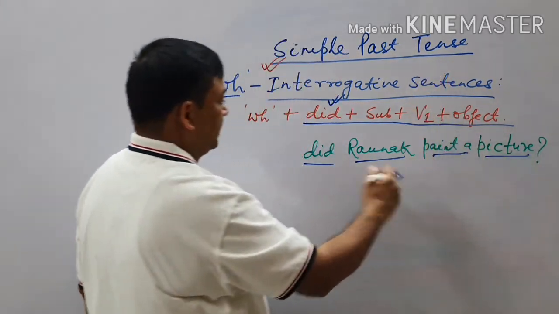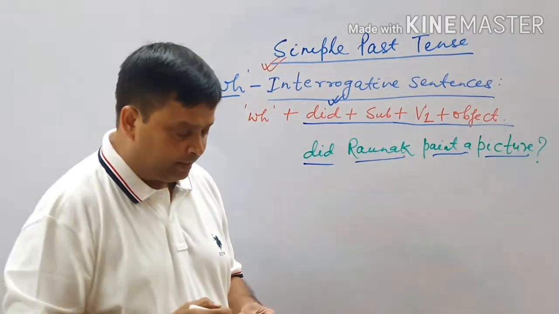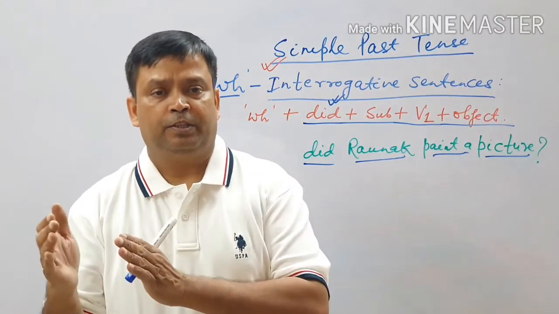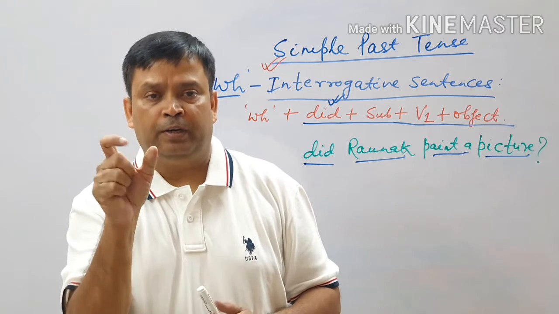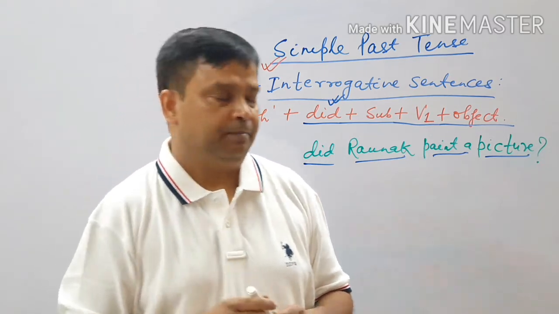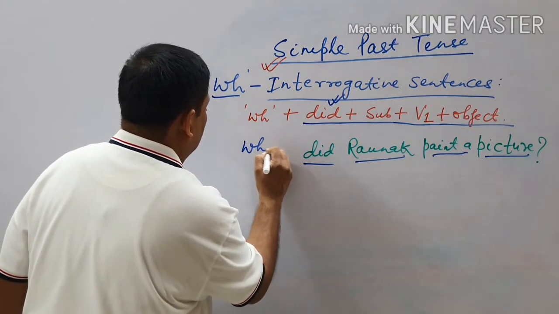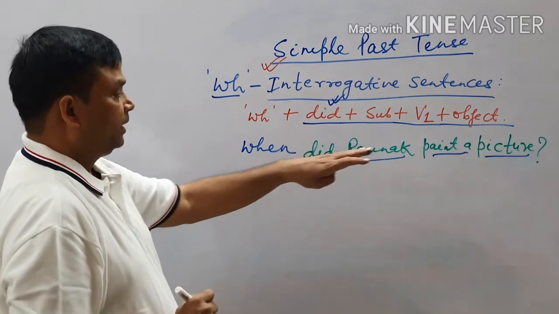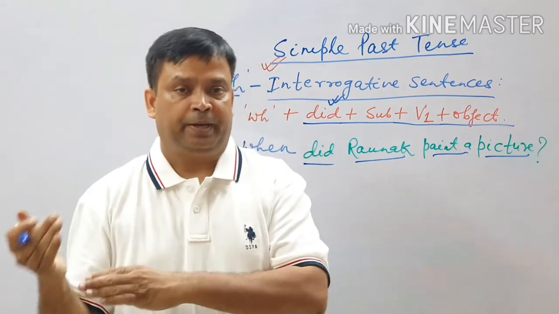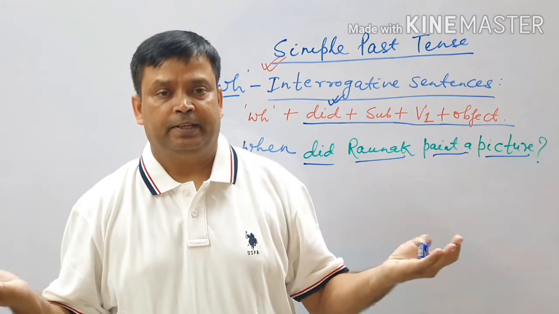This is an interrogative sentence, and we have to use WH, and we have already told you that we have words like what, when, where, why. So these are all our WH group words. So just pick one word which suits the theme of the sentence. For example, you can put here a word from the WH group, when. When did Ronak paint a picture? How did Ronak paint a picture? Where did Ronak paint a picture? So those suitable WH words you can add and you will get a sentence.